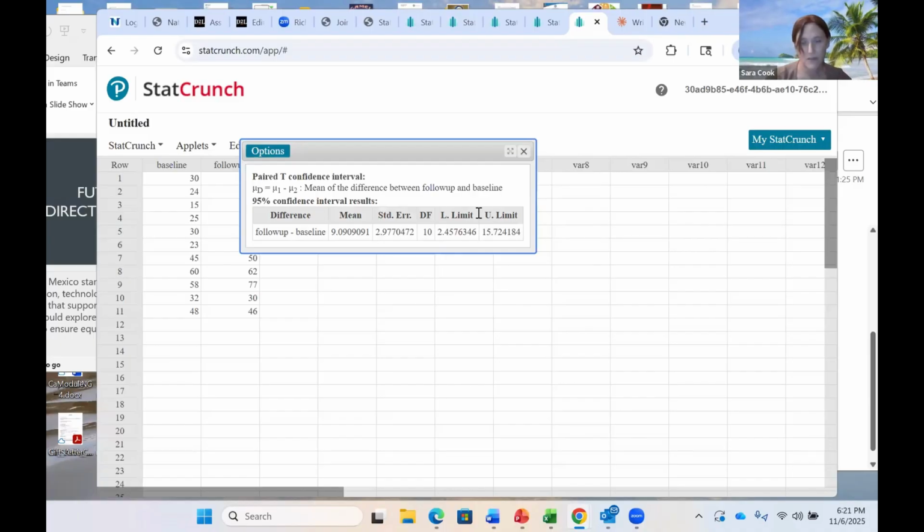And the person who's all excited that there was improvement might be a little tempered by the fact that, yeah, there was some improvement and it was statistically significant, but it could have been as low as only a 2% improvement, and it could have been as big as 15%. And you're like, well, wait, it wasn't. It was 9%.